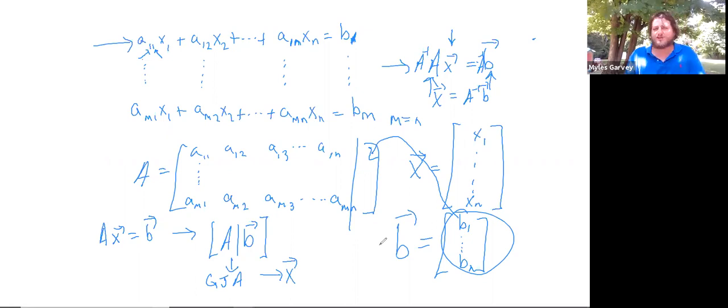I'm not going to go through this. I think I have some pretty decent examples in the notes to illustrate this process. But hopefully what you should understand from this process is that we can represent the system of linear equations as a very, very simple matrix equation.